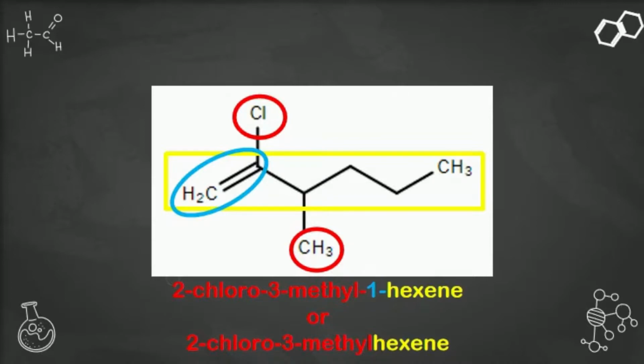So both are considered. In separating numbers from letters, we use dash. In separating number from number, we use comma. And for letters, we don't use any space.